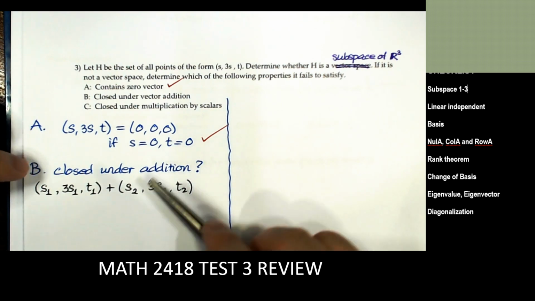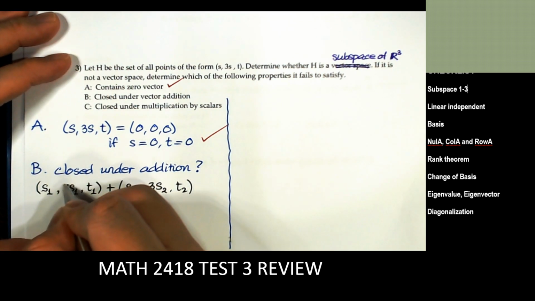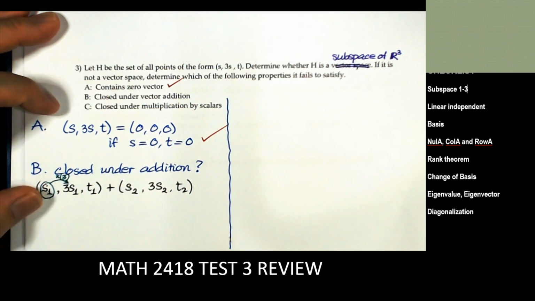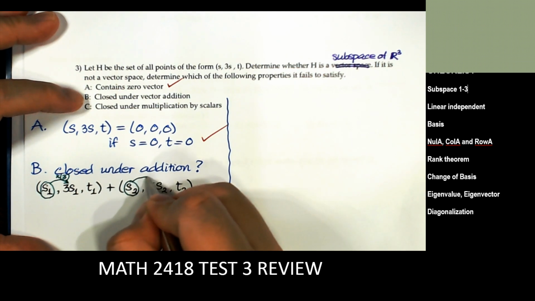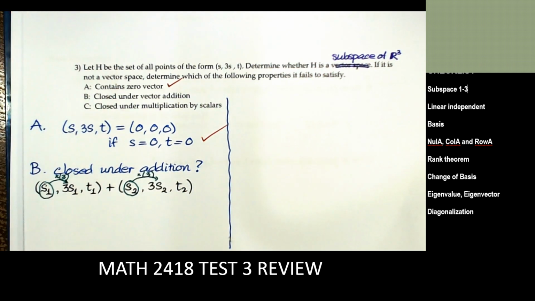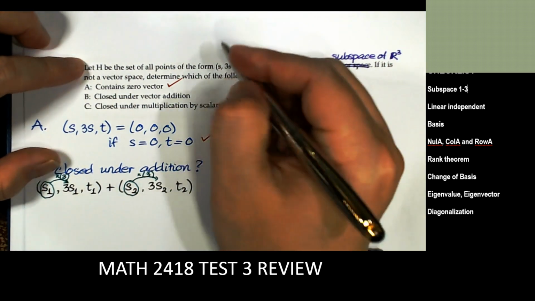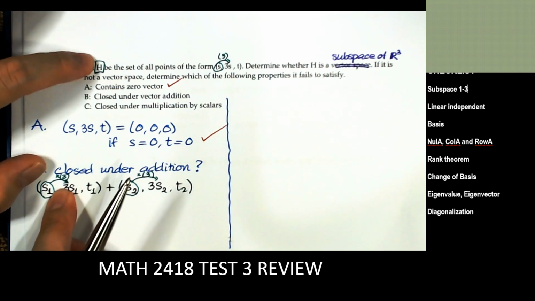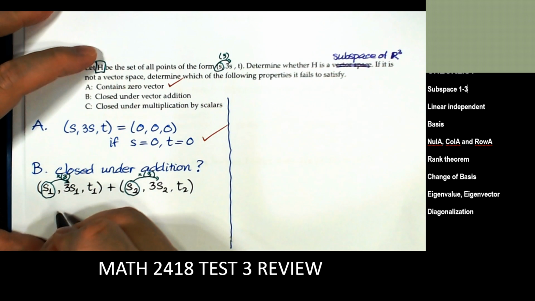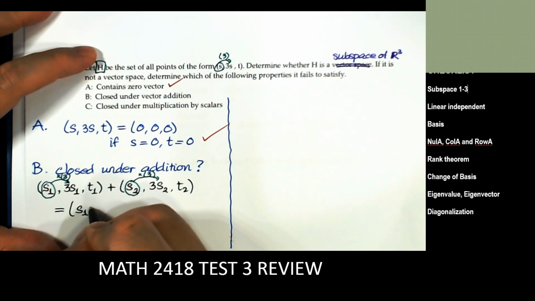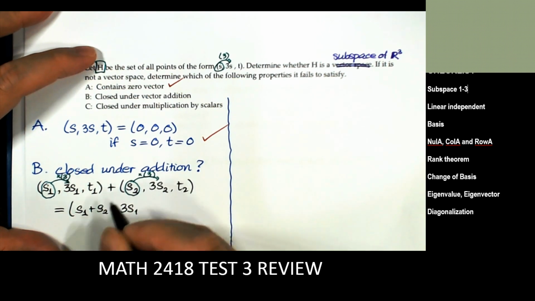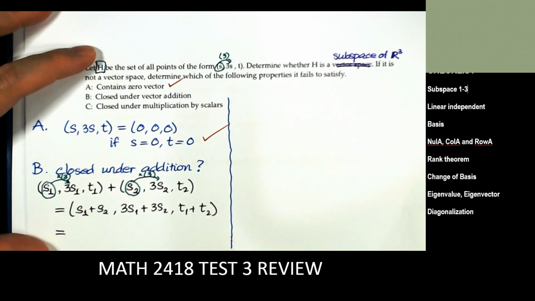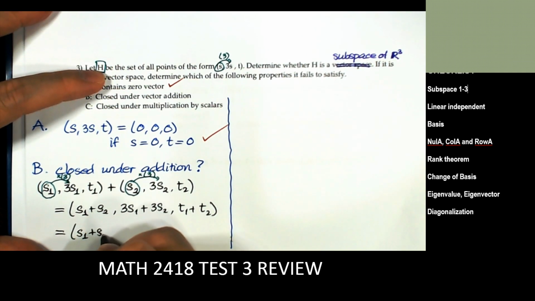Notice that a vector is in H if the second component is 3 times the first component. So we take the first one, multiply by 3, and we have the second component. So there is a relation like that. When a vector has that relation, then that will belong to H. Now we know this belongs to H and this belongs to H. When we add these two, just standard vector addition, s1 plus s2, 3s1 plus 3s2, t1 plus t2. I will factor out the 3.